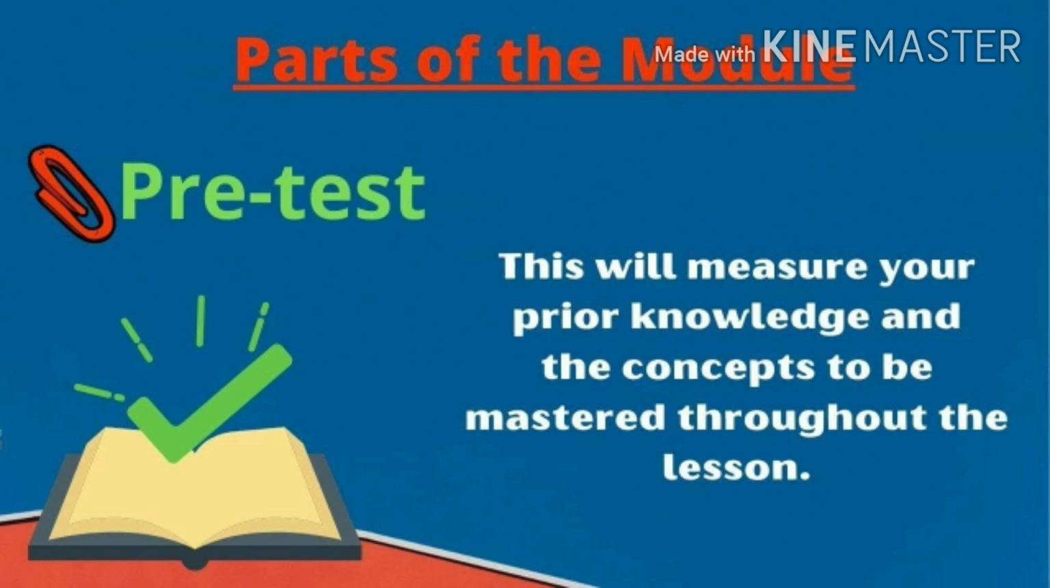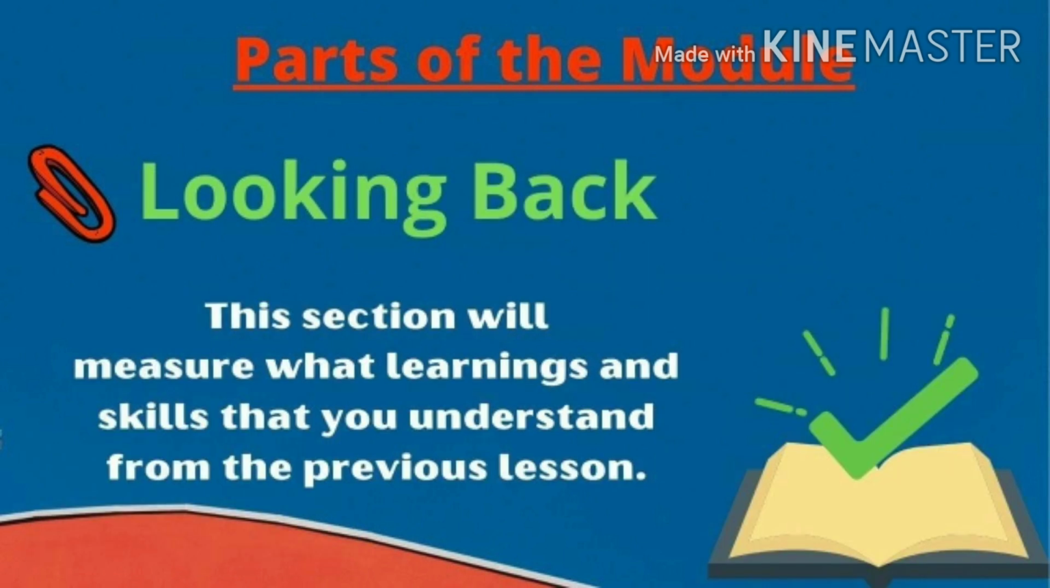So we are done with the expectations, pretest, and we have the next part, which is looking back. Looking back is just like a review. This section will measure what learnings and skills that you understand from the previous level. So your learners will have to review what they have learned in the past or from the previous lessons. So it's up to you now. How will you make it very engaging? Your looking back, your review part of your module.